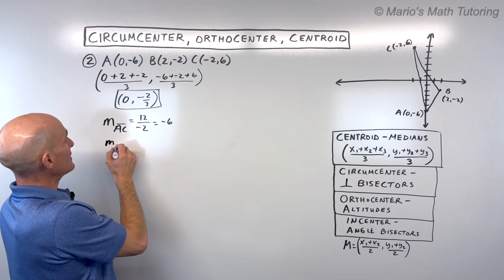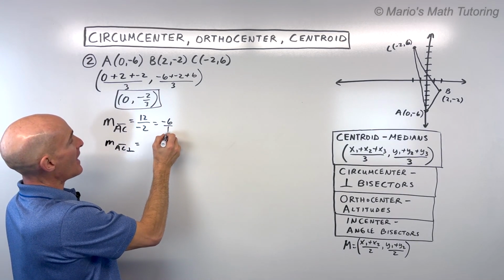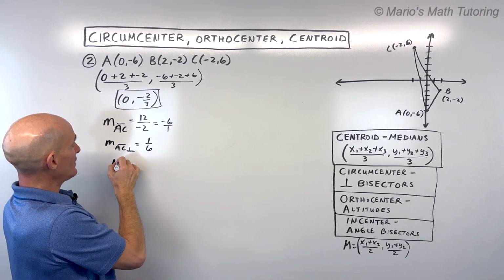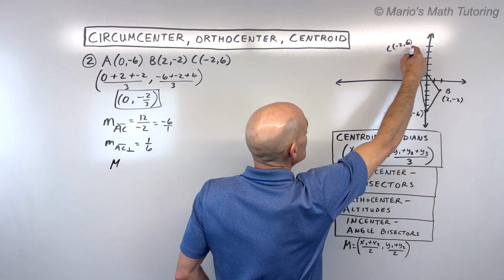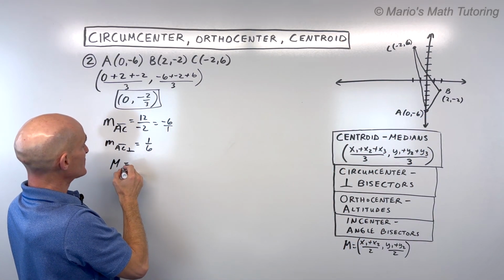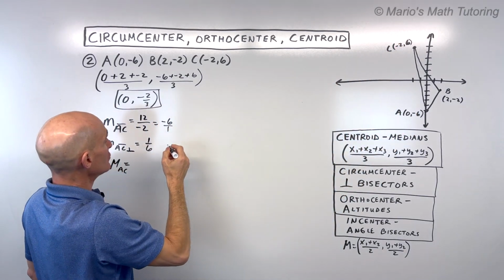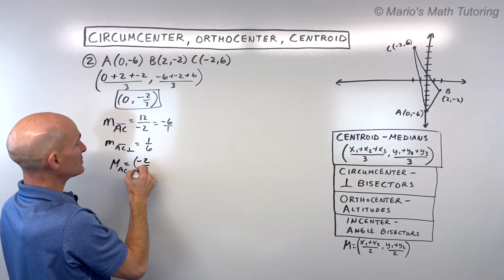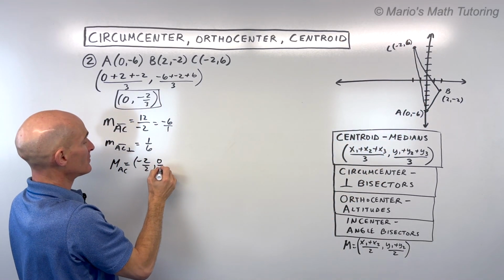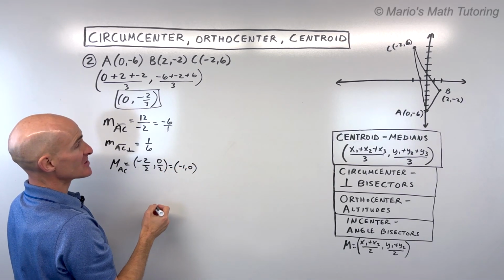Now we're going to look at the perpendicular slope, which is the opposite reciprocal. So this would be a positive 1/6. Now we need to find the midpoint of AC. And to do that, we average the x's and we average the y's. So that would be 0 plus negative 2 is negative 2 divided by 2. And 6 plus negative 6, which is 0, divided by 2, that comes out to negative 1 comma 0.